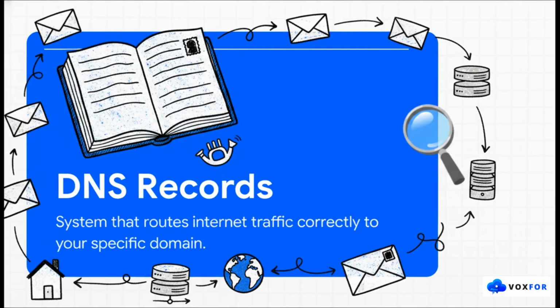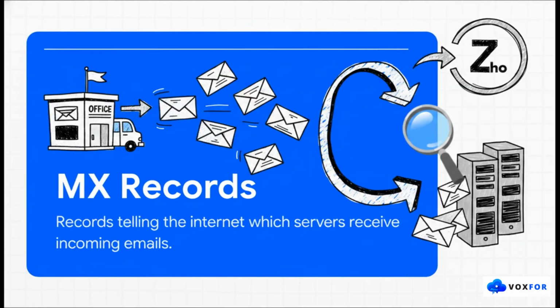Or actually, it's more like a massive postal service. Without it, the internet has absolutely no idea where to send traffic or emails addressed to your domain name. You literally have to update this master address book so the internet knows exactly where you live. Let's move to MX records, or mail exchanger records, and see how this builds on that analogy.